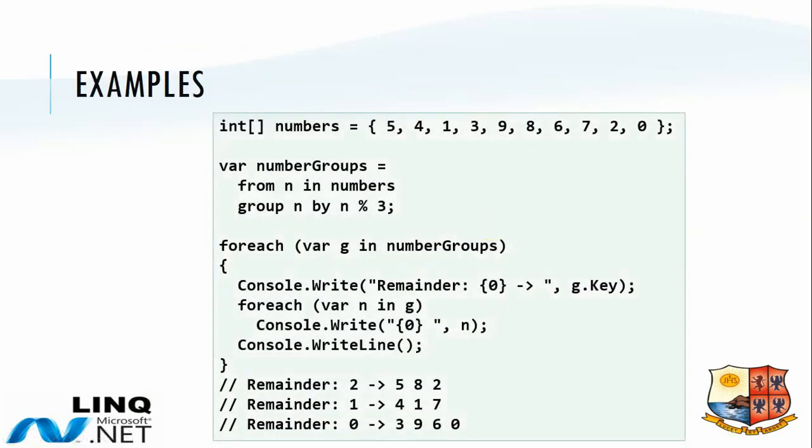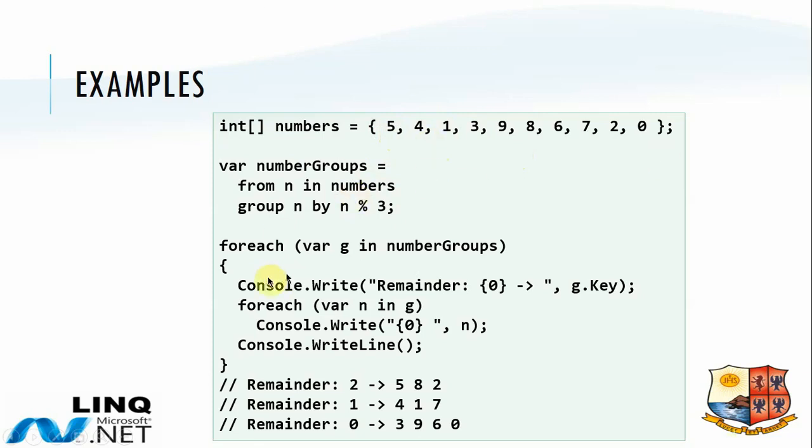I put another example with just numbers, just for your understanding. I have some random numbers here, and I said from n in numbers group n by n mod 3. What do you mean by that? Here we are going to divide each and every number by 3 and see what the remainder is. In other words, mod. I'm going to mod every number by 3. So if I mod 5 by 3, I'll get 2. 4, I'll get 1. 1, if I mod by 3, I'll get 1. 3 again, like that it goes on.